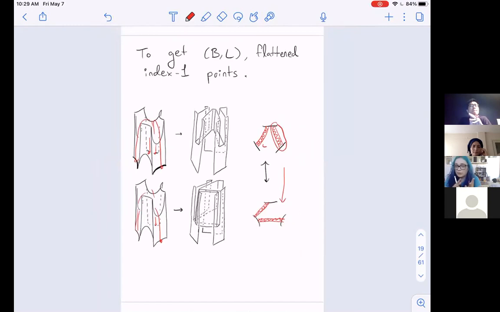So I put my surface in Morse position, I flattened it out, and then the only other thing I did was I projected all of those bands to one height so that I would get one diagram that was an unlink with all of the bands in it.